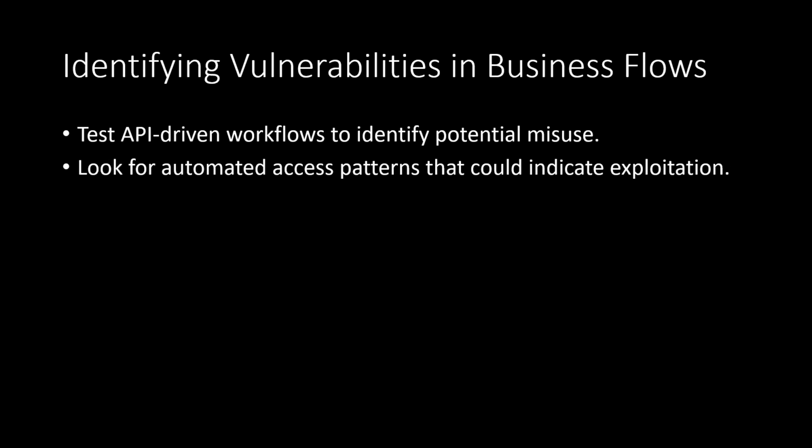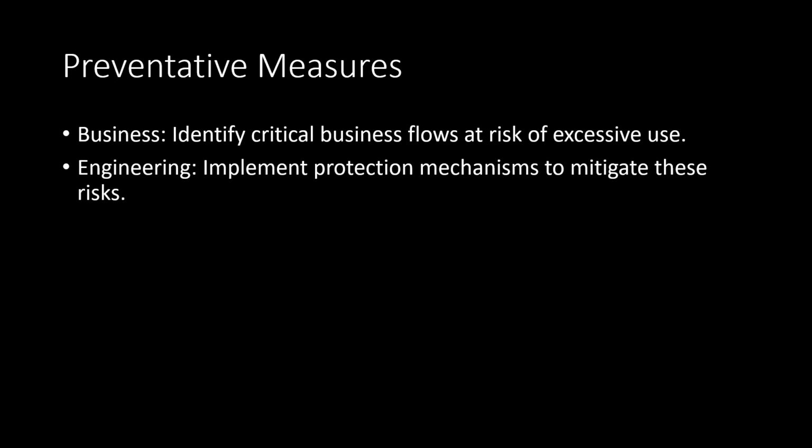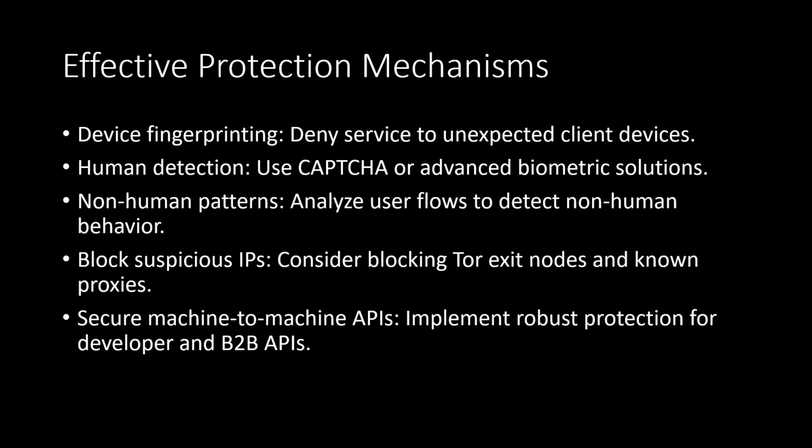To identify vulnerabilities in business flows, test your API-driven workflows to pinpoint potential misuse. Look for patterns of automated access that could signal exploitation attempts, such as rapid successive requests or unusual usage patterns. Preventing unrestricted access requires a dual approach. From a business perspective, identify critical workflows that could be exploited. From an engineering standpoint, implement protection mechanisms to mitigate these risks. Let's explore some effective methods.